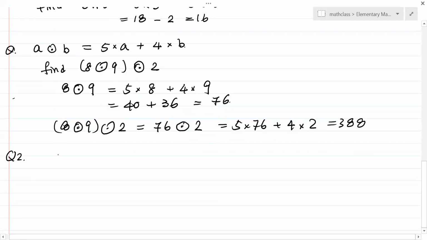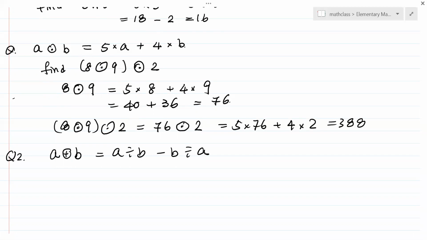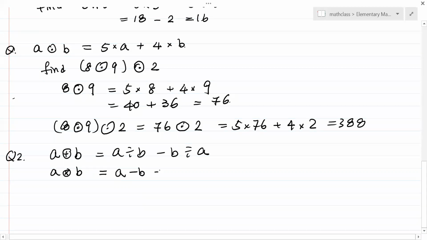So we are going to define A circle-plus B equals A divided by B minus B divided by A. Okay, that's the definition. I also define A circle-times B as A minus B plus AB, A times B.